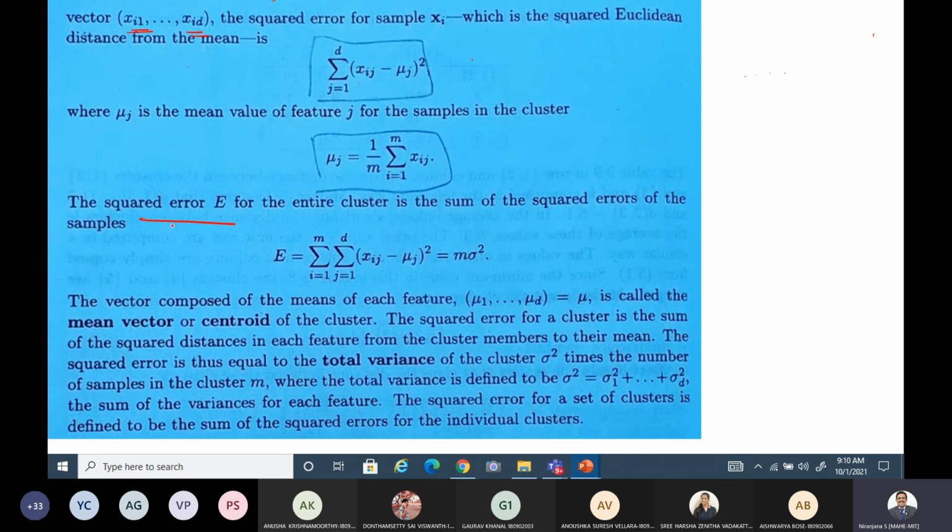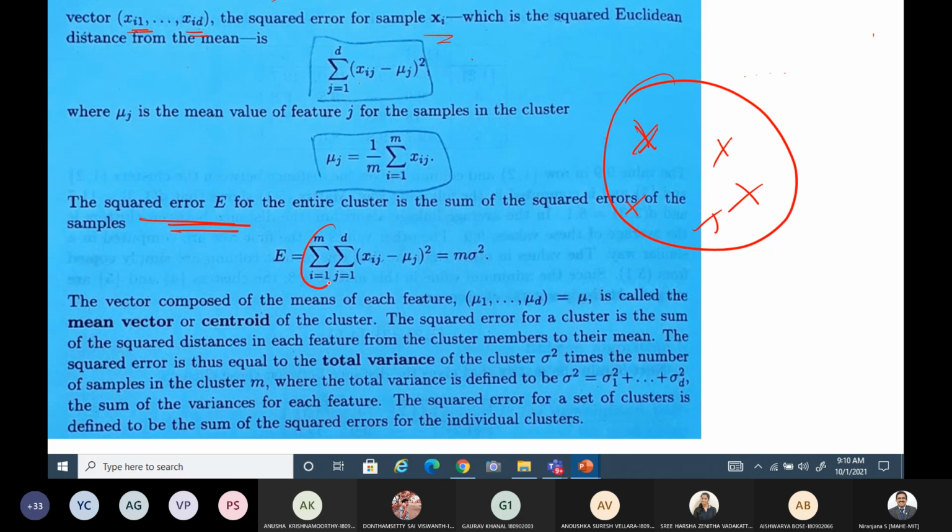First of all, squared error E can be expressed as sum of, this is already defined, squared error for each sample with respect to xi. But within the cluster you have m samples. Squared error is estimated for 1 point which is given here. But for all m points you add this. So this is squared error for one cluster. But if there are multiple clusters, you have to consider all E, and that can be considered as total error.